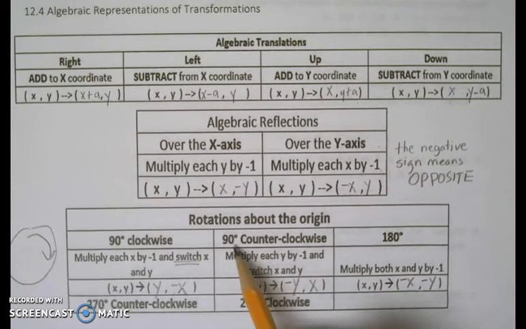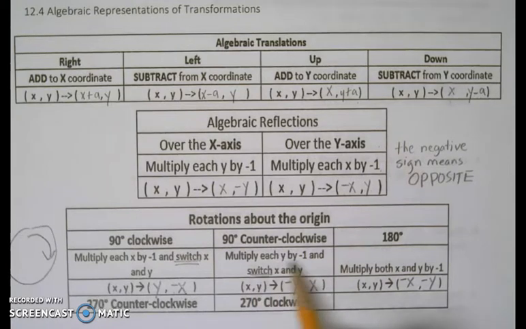So when you're doing a 90 degrees counterclockwise, well, counterclockwise would be going to the left. You will multiply each y value by -1 and then switch your x and y positions. So again, this becomes an opposite y, x. Again, a 90 counterclockwise is the same as a 270 clockwise.